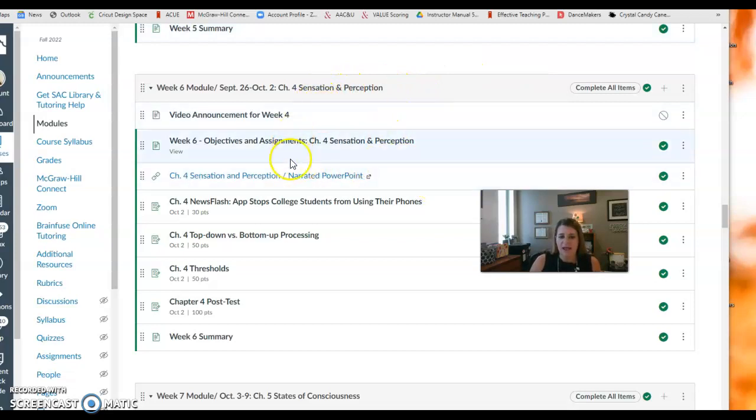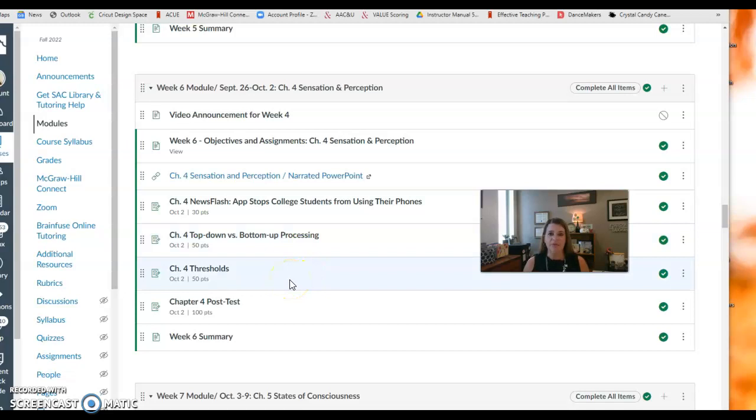You have your PowerPoint, as always, and then you have a few different assignments in Connect. So a newsflash app on, this one sounds interesting, an app that stops college students from using their phones. One on top-down, bottom-up processing. This is a concept that I'll go through and teach you in the narrated PowerPoint, but how information either is processed top down or bottom up, exactly what it says there.